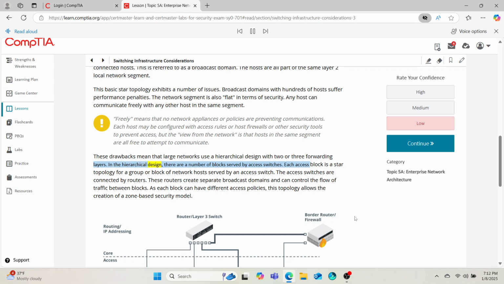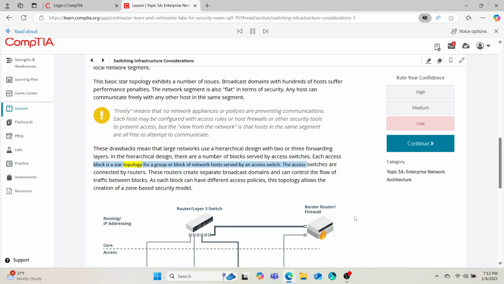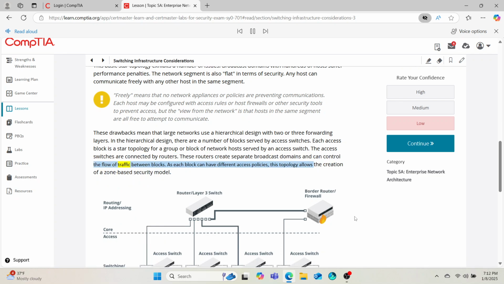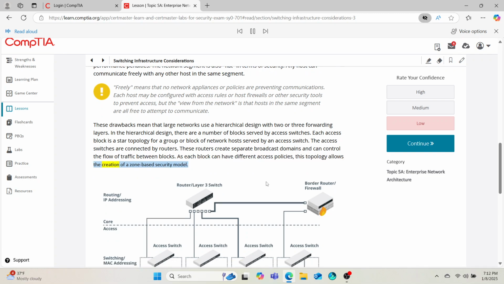In the hierarchical design, there are a number of blocks served by access switches. Each access block is a star topology for a group or block of network hosts served by an access switch. The access switches are connected by routers. These routers create separate broadcast domains and can control the flow of traffic between blocks. As each block can have different access policies, this topology allows the creation of a zone-based security model.